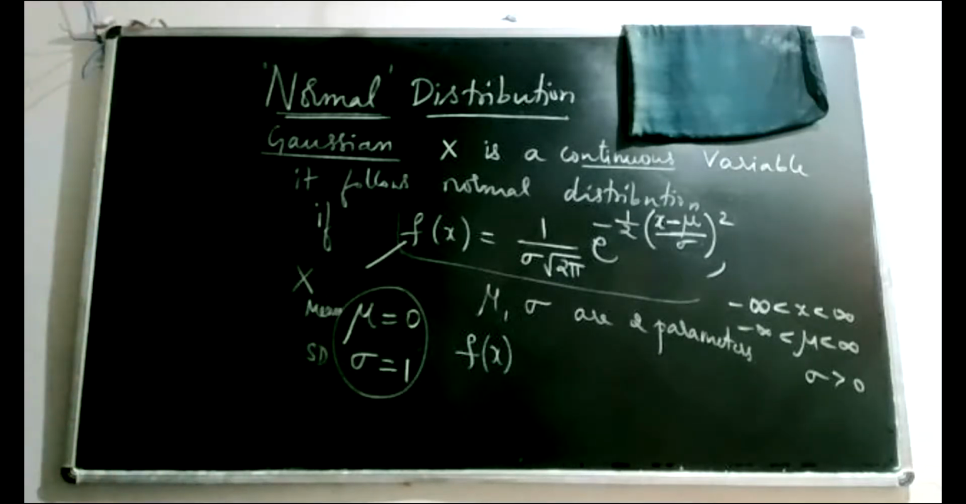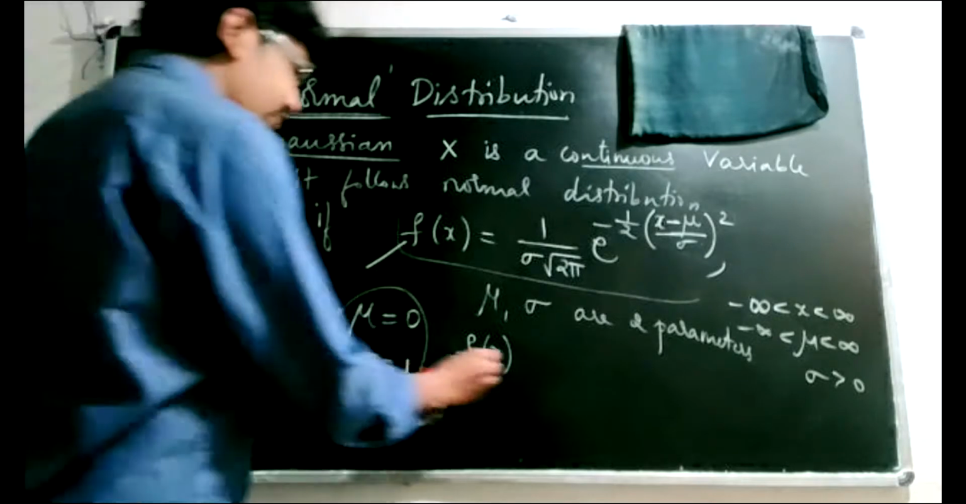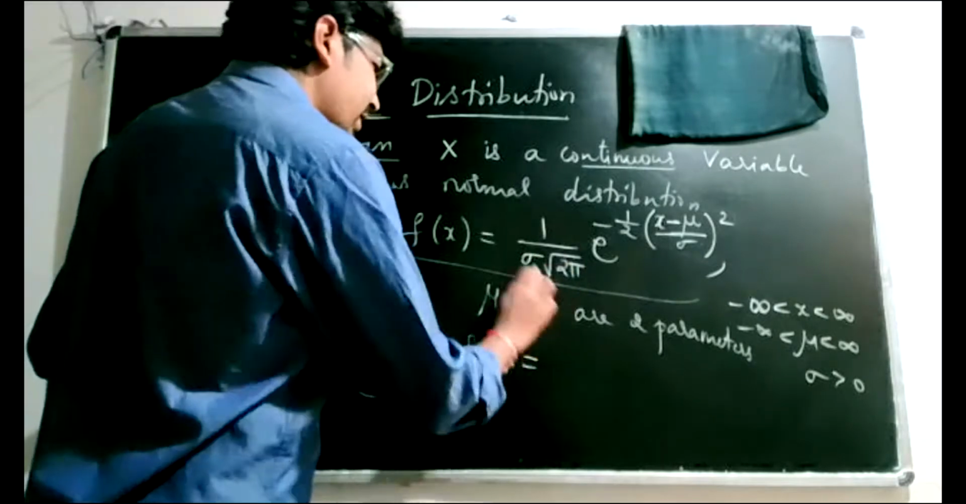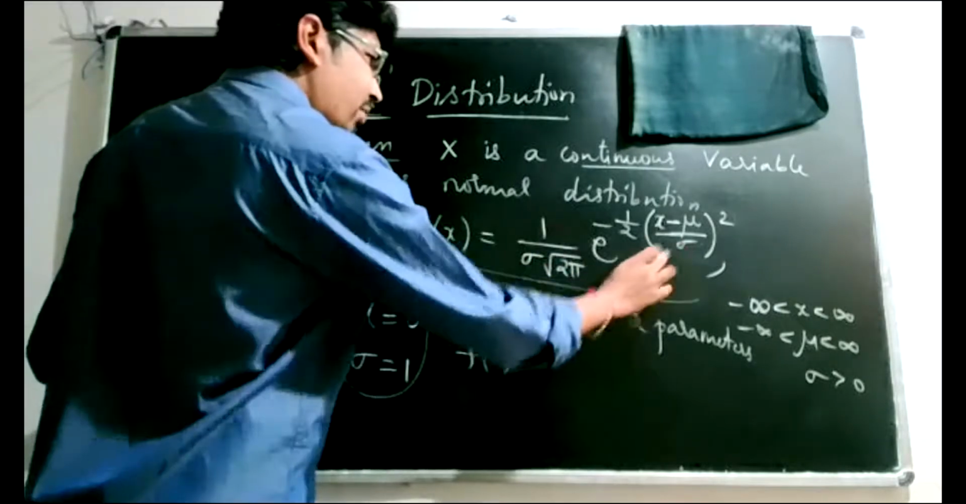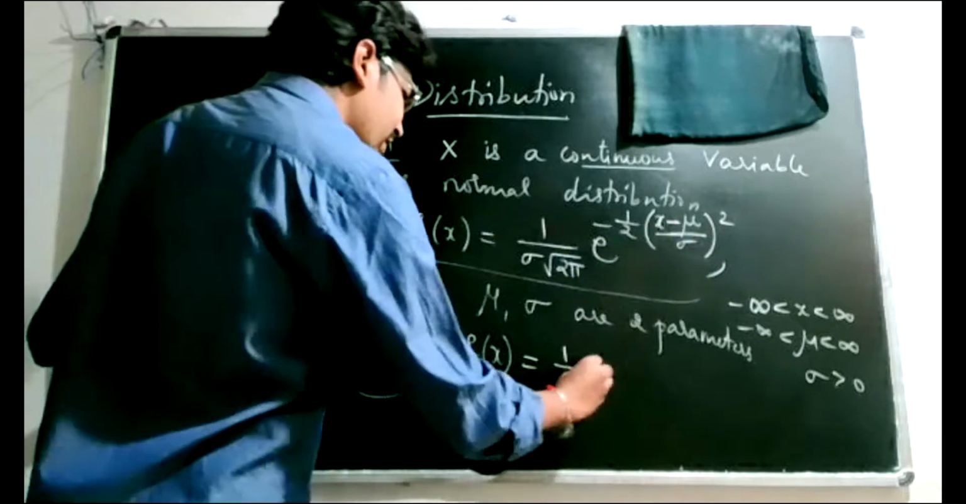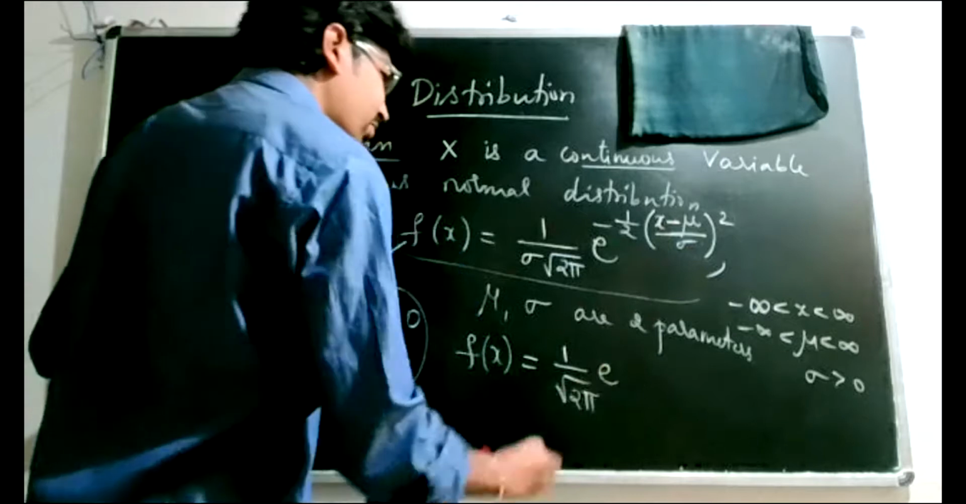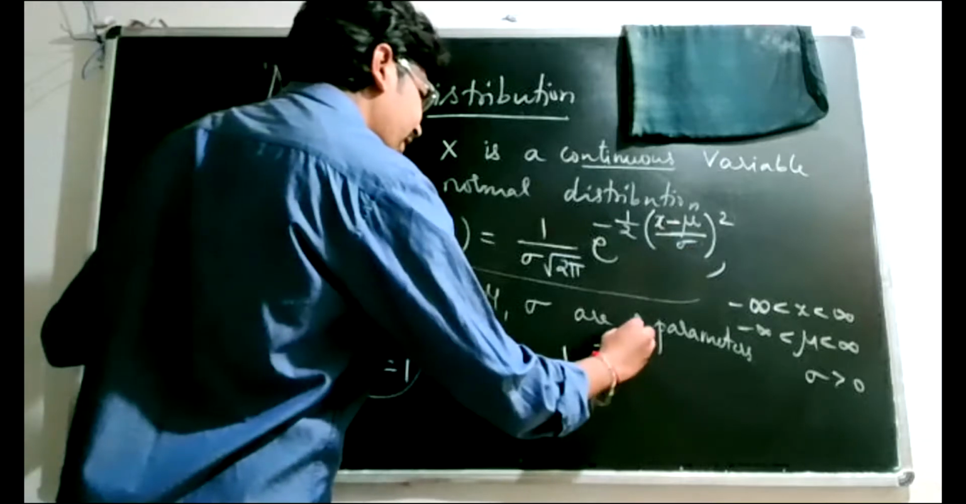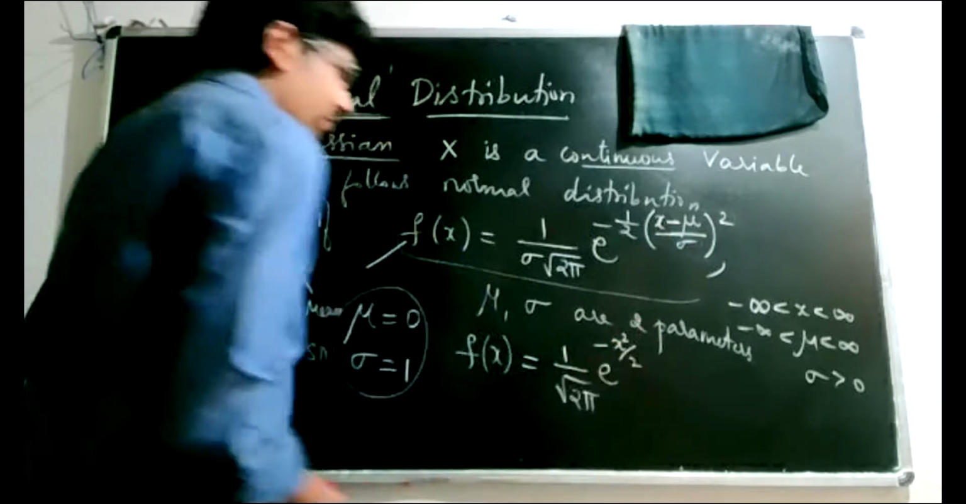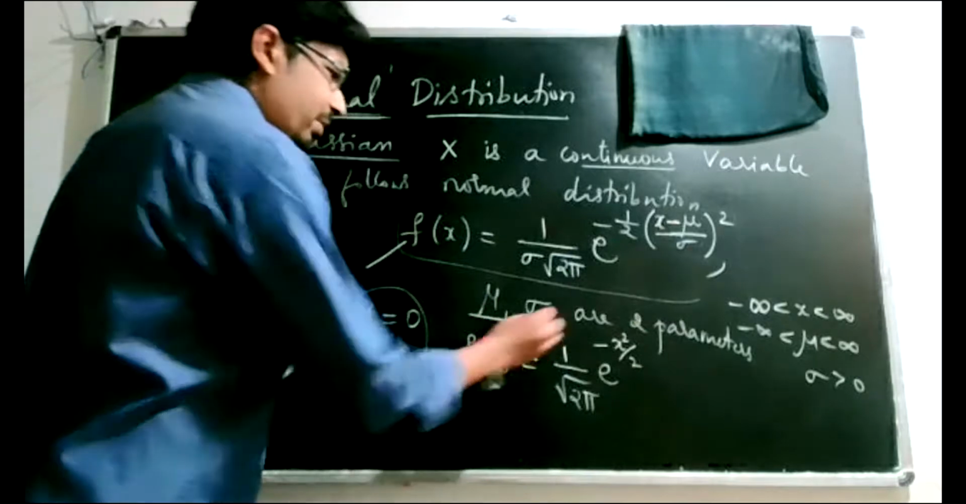So I could observe many such variables in nature. If that happens, then in place of sigma you will have 1, and in place of mu it is 0. So the density simply takes the form 1 by square root of 2 pi e power minus x square by 2. So these are the two parameters.